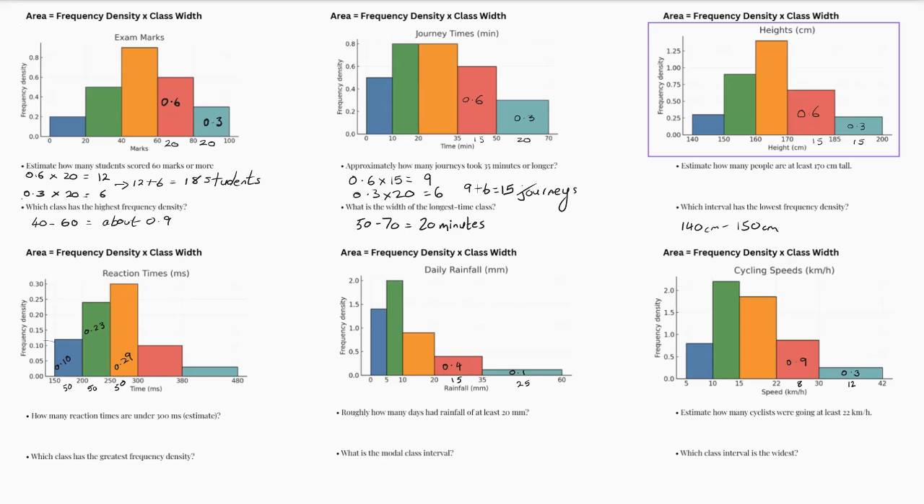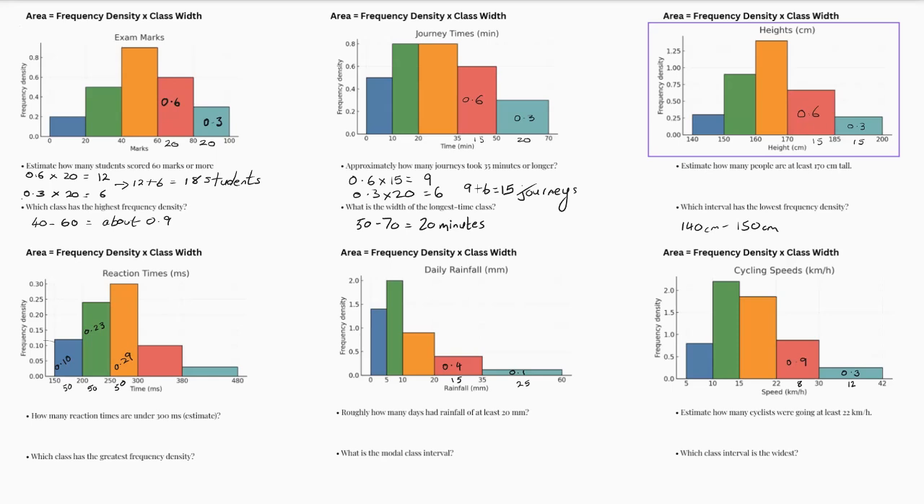So now we're going to move on to this one. I've done the gaps again for you. I've done that all the way through so you understand it. Estimate how many people are at least 170 centimetres tall. Okay, so we've got 0.6 is our frequency density, 0.3 again. I didn't realise they were all the same. And then the gap is between 170 and 185. That's 15. And 185 to 200, the class width again is 15.